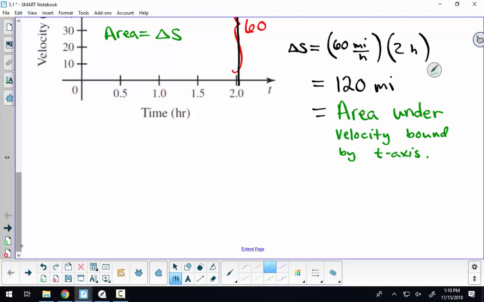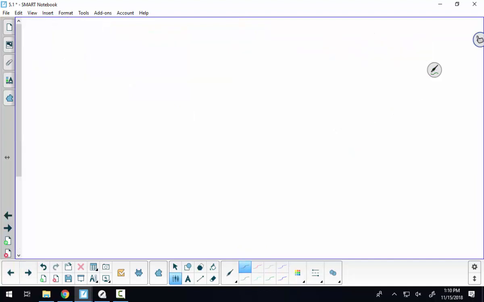The issue that arises, though, is what if we had a velocity function that wasn't constant? So what if our velocity function looked like something like this over some time interval? That's probably not the average of that. So the average is the average value of the function, you mean? The average value of the function is closely related, but it's not identical to the area.